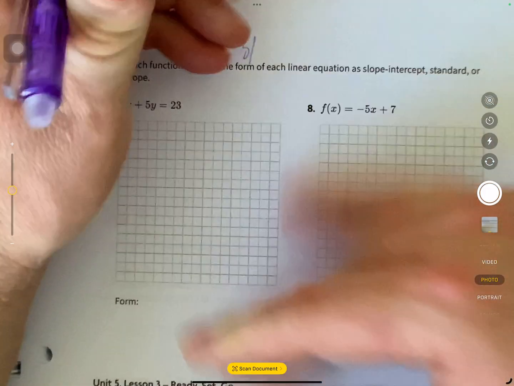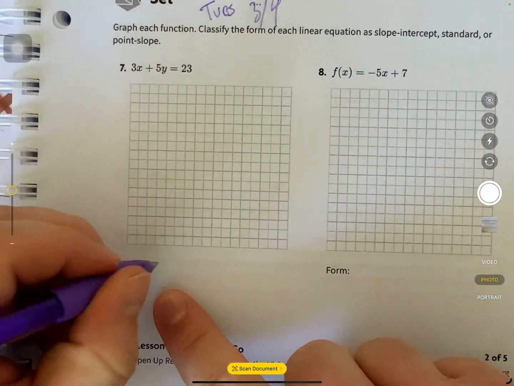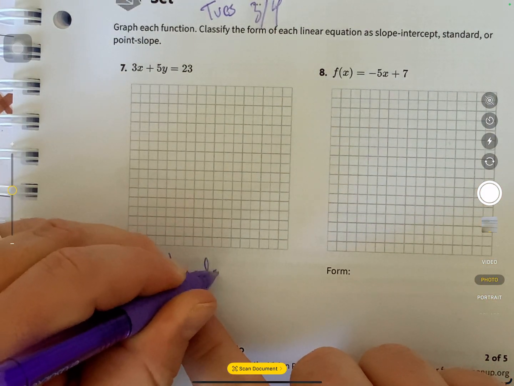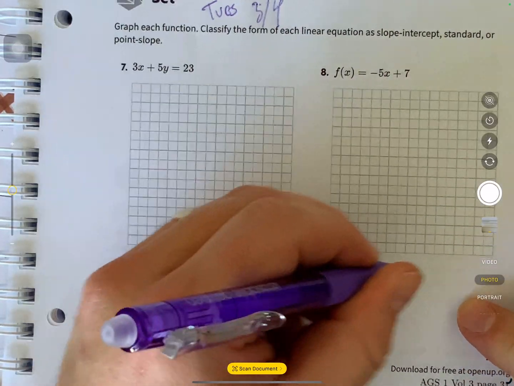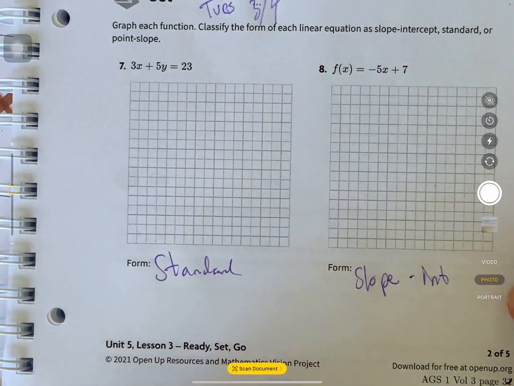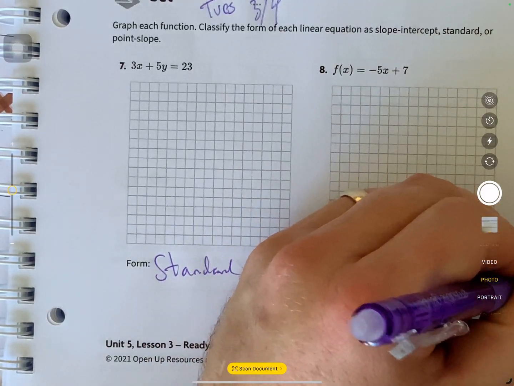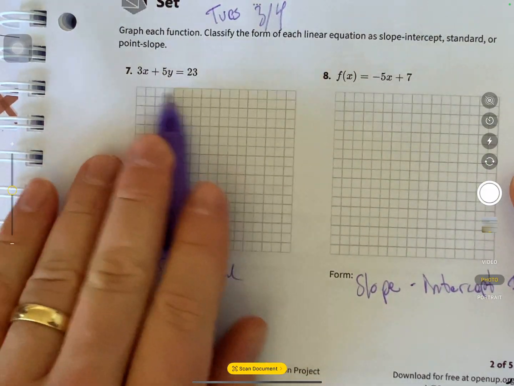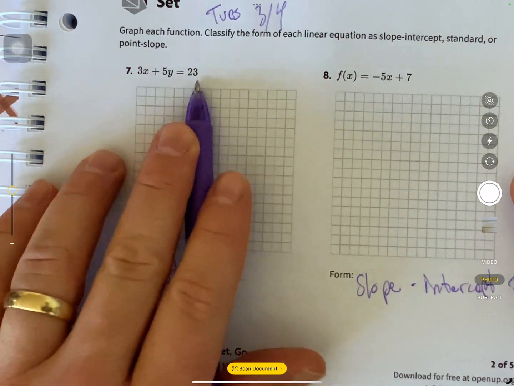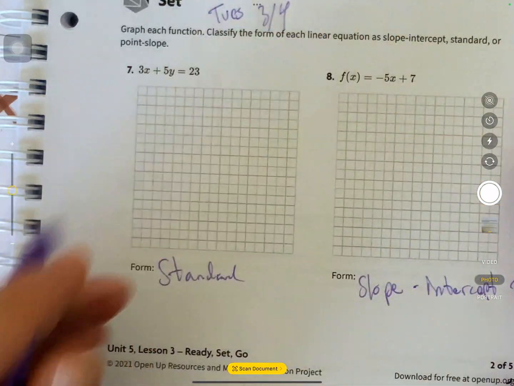Tuesday's March 4th. If you must do them, just remember that this is in standard form, so write standard here. And this is slope-intercept form. You can't do this until you solve for y, so you have to put y on the other side and solve. This one you can do. So if you want to graph something, you can get a ruler and graph this one.